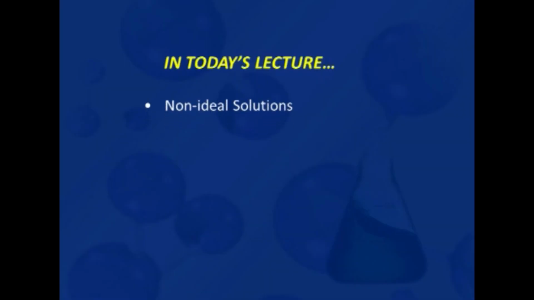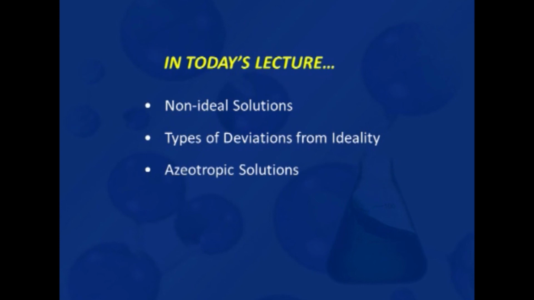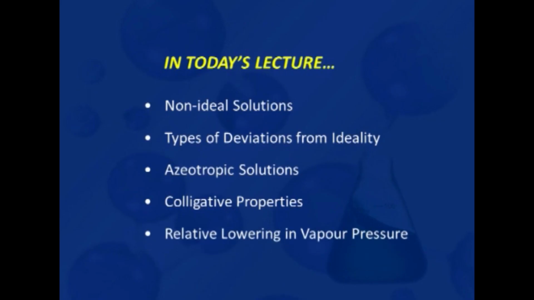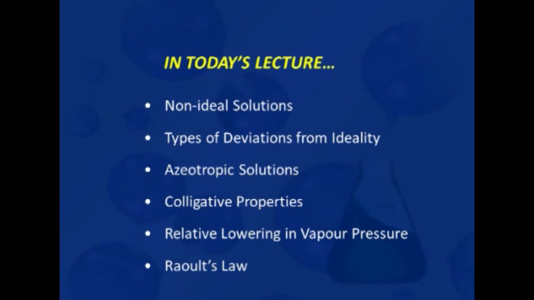In today's lecture, we discussed non-ideal solutions and types of deviations from ideality. There are two types of deviations, positive deviation and negative deviation. Azeotropic solutions: there are two types, azeotropic solutions with minimum boiling point and azeotropic solutions with maximum boiling point. Colligative properties: we defined colligative properties and discussed one colligative property, that is relative lowering in vapor pressure, and derived a relationship for Raoult's law for dilute solutions.